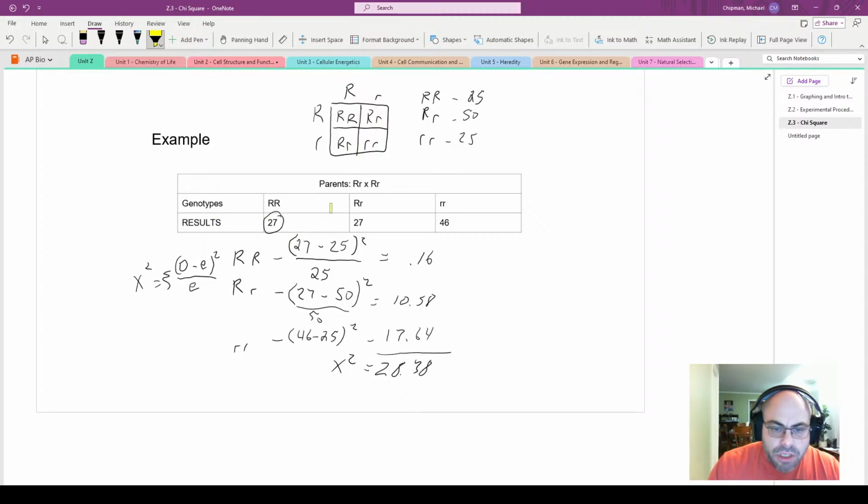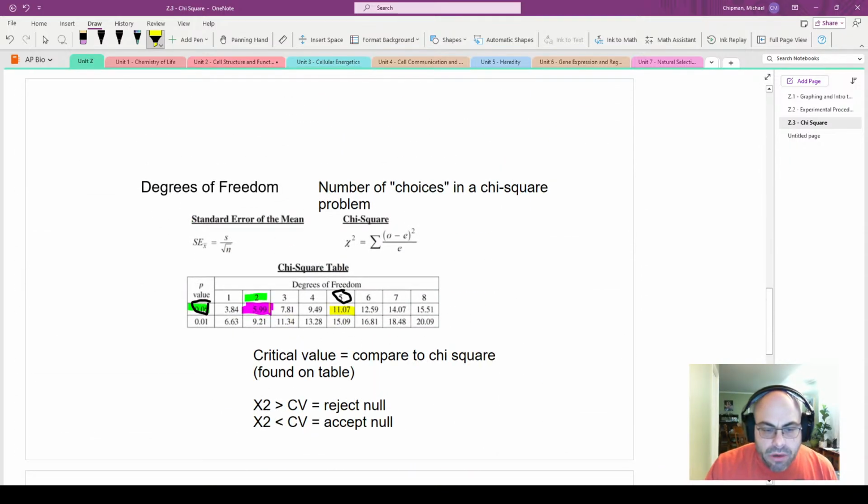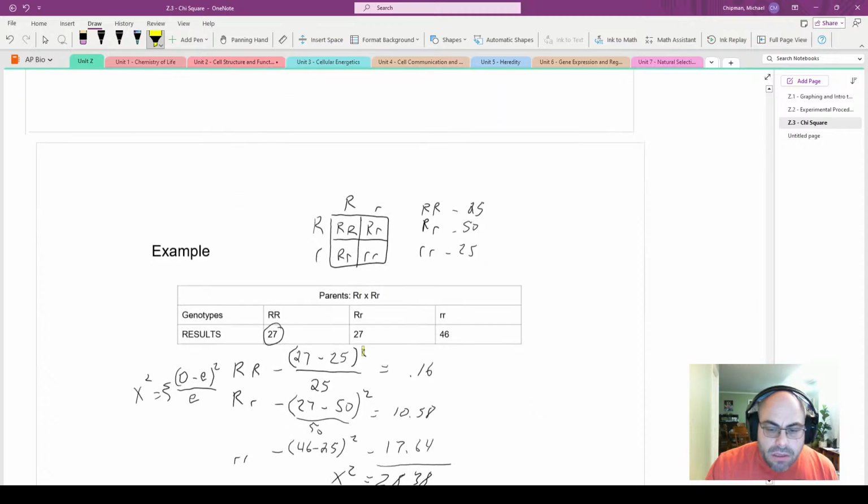And so those are our expected, which is what I wrote here, and these are our actual or observed results. And so we do chi-square, and this was our chi-square, 28.38. Since there's three things here, how many degrees of freedom do we have? We have 2 degrees of freedom, right? And so we'd come up here, 2 degrees of freedom, critical value would be 5.99.